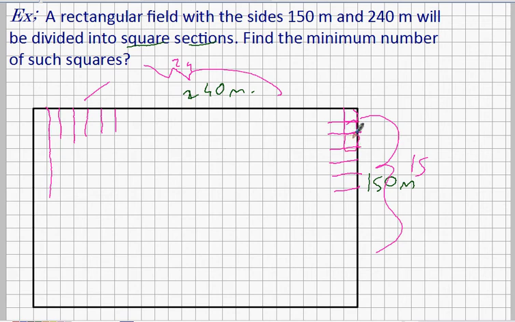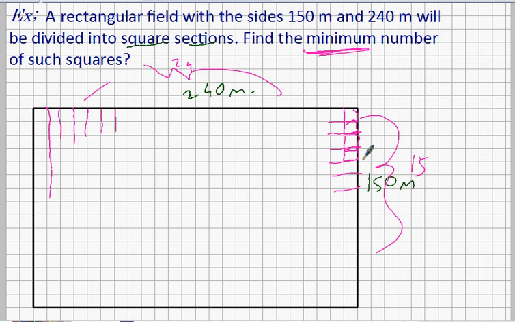There will be square pieces or sections like in the question, but there will be too many. 15 times 24, which is 360 parts, and it's too much. So we want to find the minimum number of squares. We want to increase this number 10, perhaps into 15.